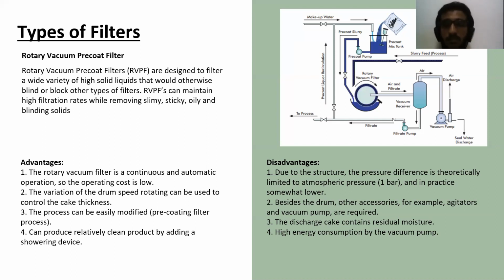There are several disadvantages as well for this type of process. Due to the structure, the pressure difference is theoretically limited to one atmosphere. And besides the drum, other accessories, for example agitators, are required. The discharged cake contains residual moisture, and high energy consumption by the vacuum pump is required. So next.